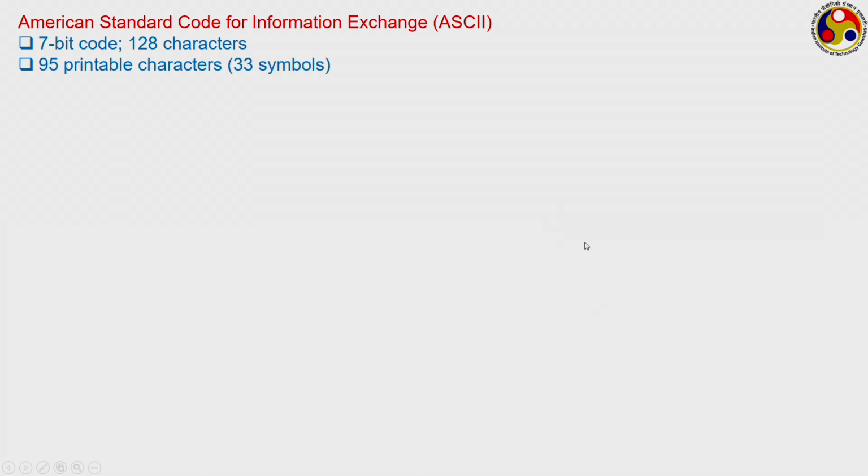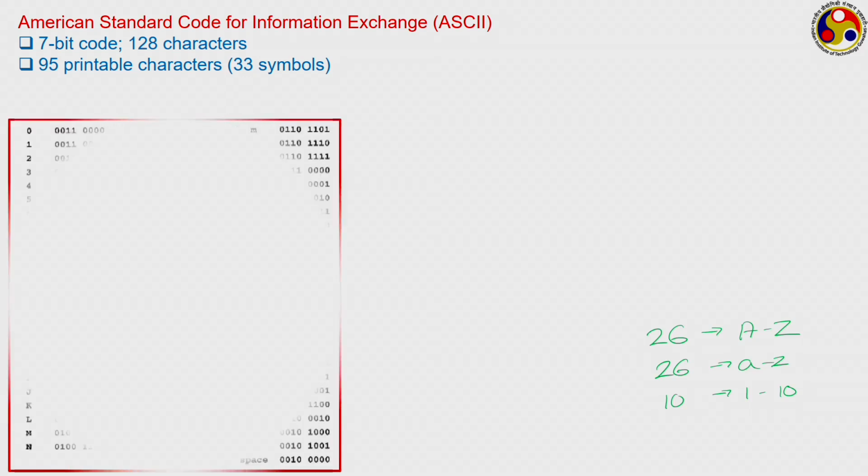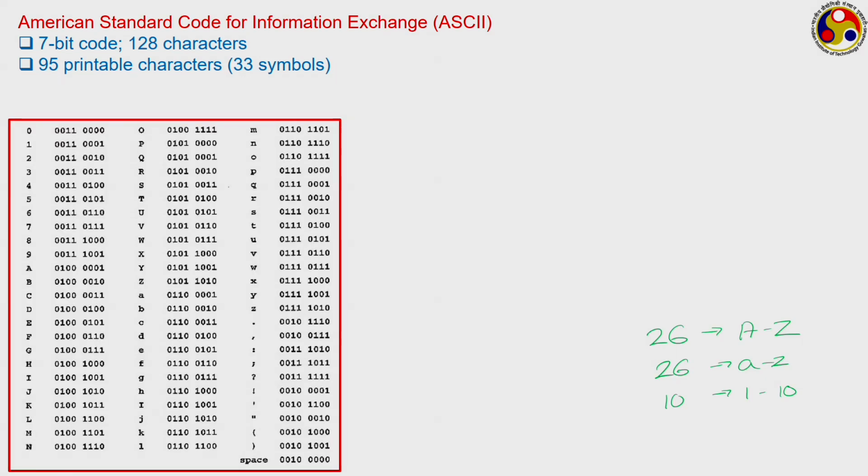Out of these 128 characters, 95 of them are printable. 95 printable, how can we get that? We can have 26 uppercase letters, that is A to capital Z, then 26 lowercase letters, small a to small z, then we have 10 digits, 0 to 9, and there are 33 symbols, just one representation like this. These are the printable characters, you can see them and their corresponding binary equivalent. Each of these printable characters has a binary equivalent, and that follows a particular structure.